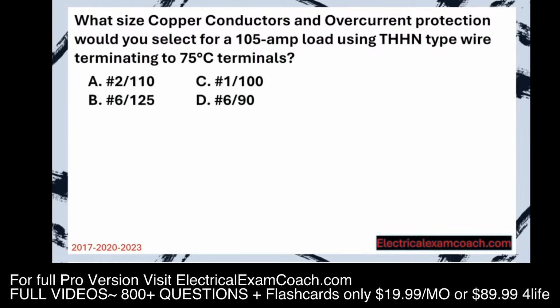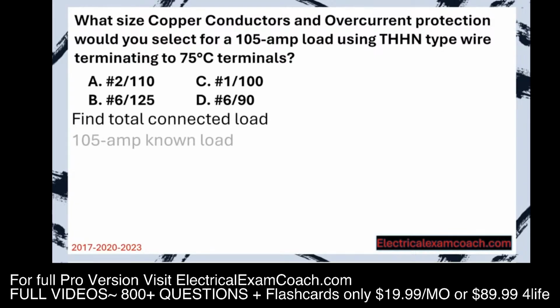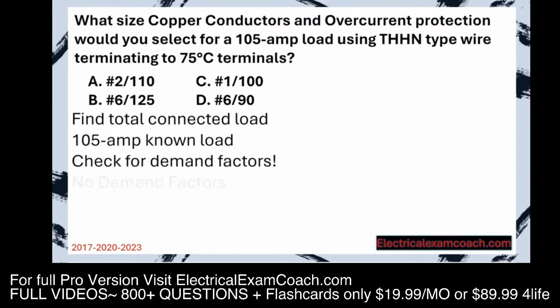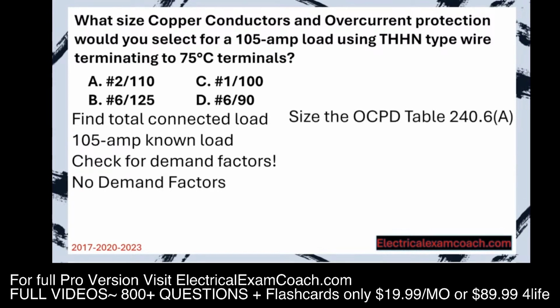Let's get to it. What size copper conductors and overcurrent protection would you select for a 105 amp load using THHN type wire terminating to 75 degree C terminals? Step 1, we're going to find the total connected load. Our starting known load is 105 amps, but we must check for demand factors. It doesn't mention a specific type of equipment or for how many hours that it's running, so in this case, there are no demand factors. First thing we're going to do is size our overcurrent protective device.